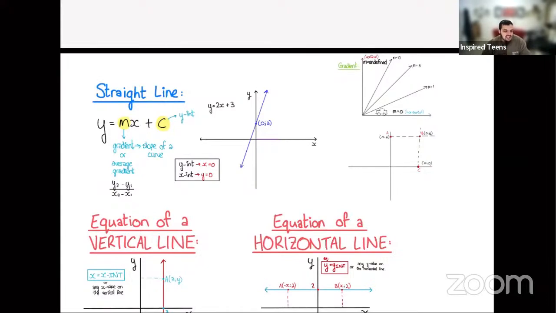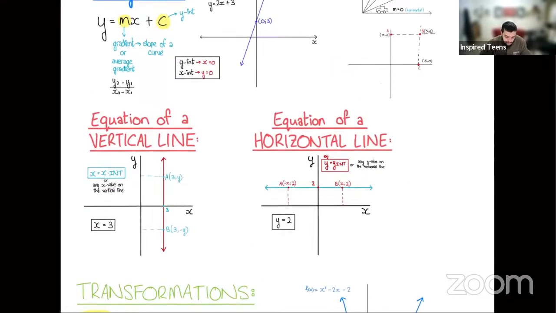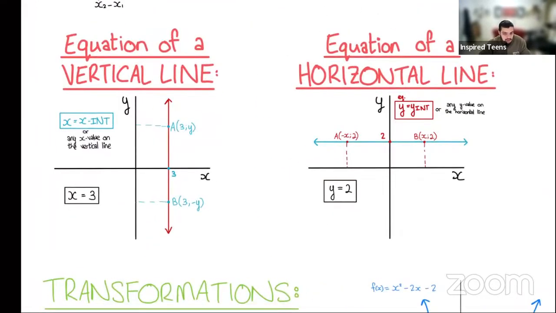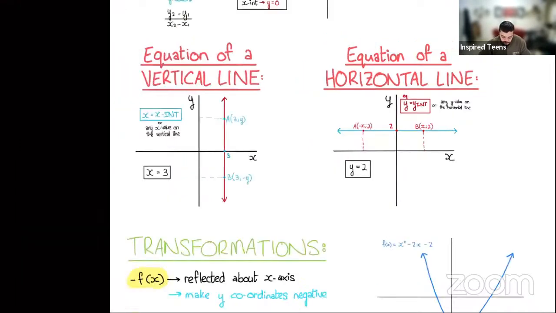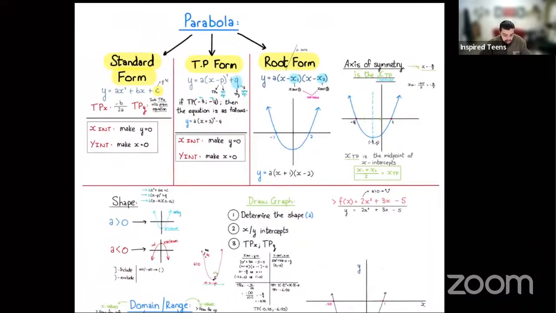We discussed gradient, y-intercept. Then we discussed, importantly, vertical lines and horizontal lines. They come up often, and we have to understand how they work, and we have to understand the equations of these lines. Those are also important. Transformations we'll get back to.